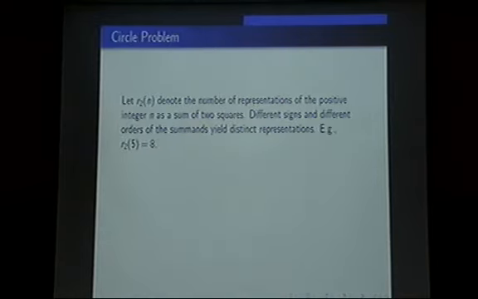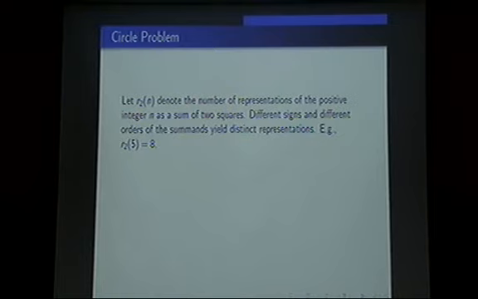So this identity is connected with the famous circle problem, and I'll indicate later why that's the case. I'll now explain what the circle problem is, a very famous problem in analytic number theory. We let R2 of n be the number of representations of n as the sum of two squares. And we count different signs and different orders as being distinct.